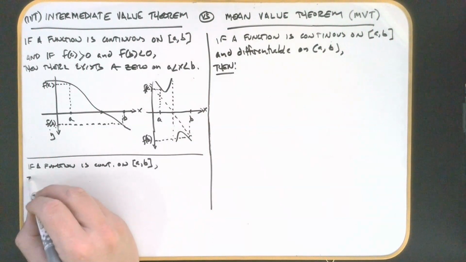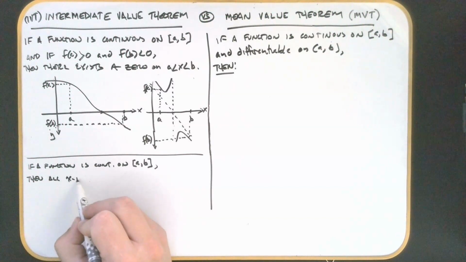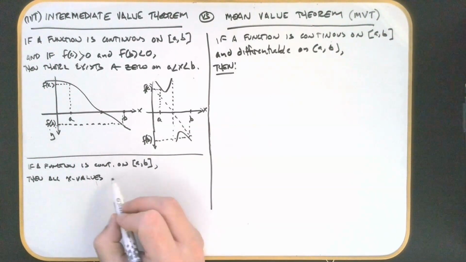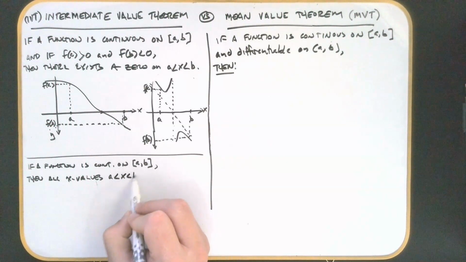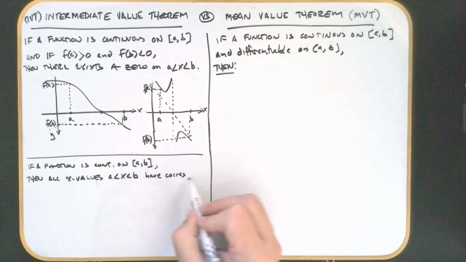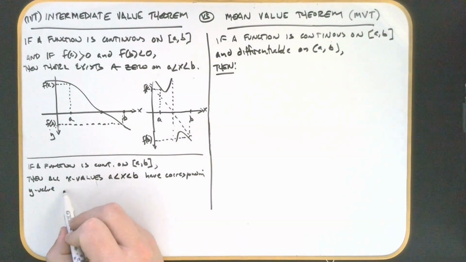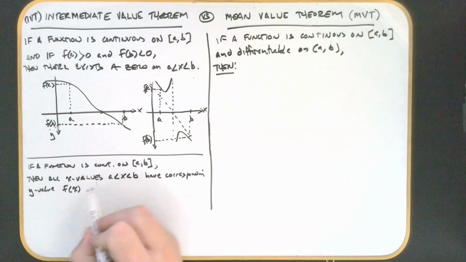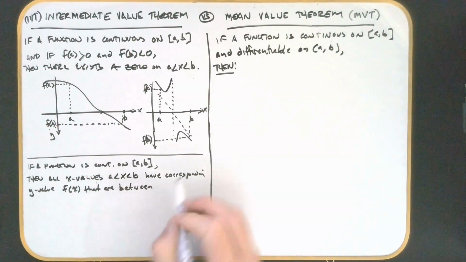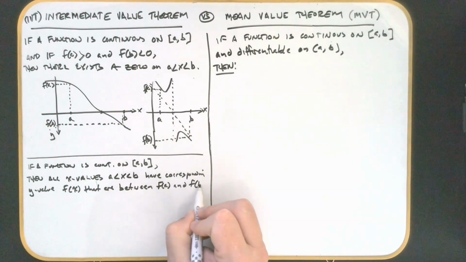Then, and this is going to be a little bit slang, then all x values in this interval, a is less than x is less than b, okay, have corresponding y values, f of x, that are between f of a and f of b. Okay.